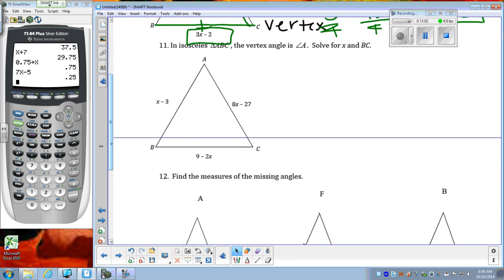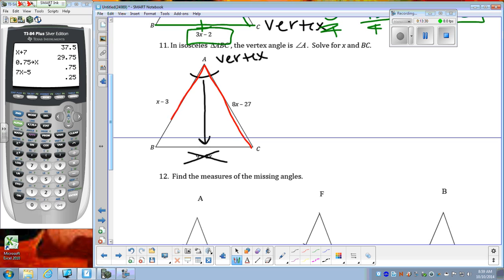For number 11, this time my vertex is angle A. So remember, when I am trying to figure out which sides I want to use, I always want to use my next door neighbors. I want to use the sides that are closest, that are right next to my angle. I don't want to use one across the street. So if I look at my vertex angle, my neighbors across the street are the 9 minus 2x. So that's the side I don't want to use. I want to use CA and BA because they're my next door neighbors. They're the ones that make up the angle. So x minus 3 equals 8 minus 2x. Subtract the x.